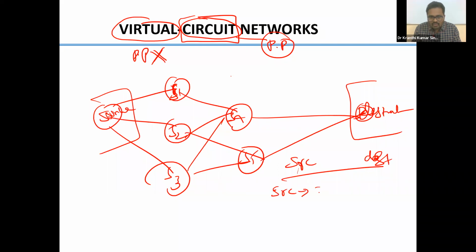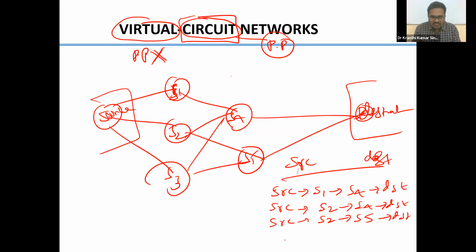Source to switch 1 to switch 4 to destination. Yes, sir. First path, source to S2 to S4 to destination, or source to S2 to S5 to destination, or source to S3 to S4 to destination, or source to S3 to S5 to destination.